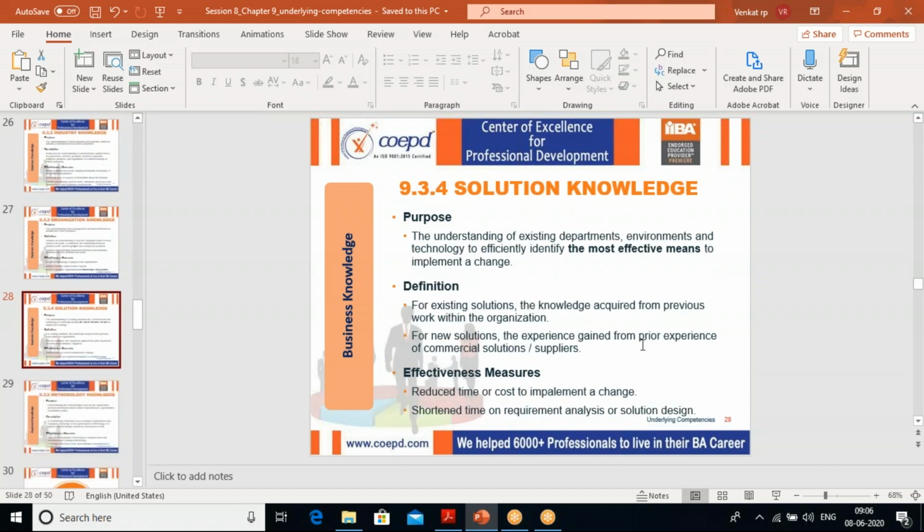Okay, and then we should have the solution knowledge. Solution knowledge means you should understand the present departments, environments, and technology, how we are going to make a change, what impact this solution can have on the current state, and how it will take you to the future state. You should have a clear-cut understanding of it, and that understanding we call solution knowledge. So where it starts, what areas it is going to involve, and how we are going to take it forward, this is what we are going to see here, right?